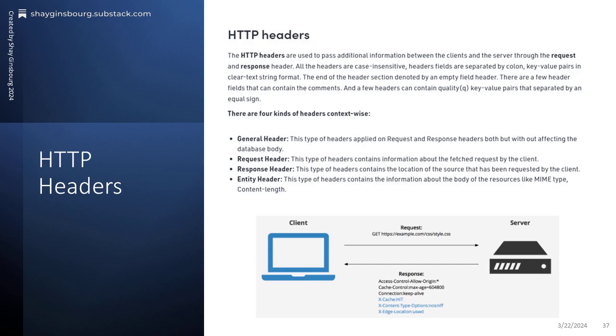There are 4 kinds of headers context-wise. General header, this type of headers applies to both request and response headers but without affecting the data body. Request header, this type of headers contains information about the fetched request by the client. Response header, this type of headers contains the location of the source that has been requested by the client. Entity header, this type of headers contains information about the body of resources like MIME type, content length.